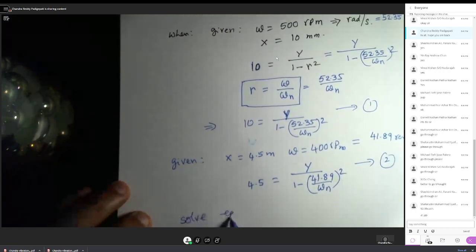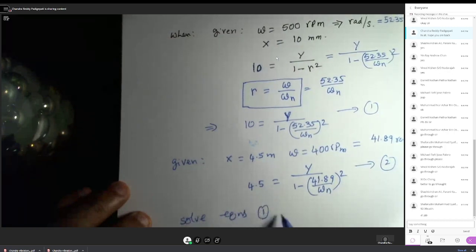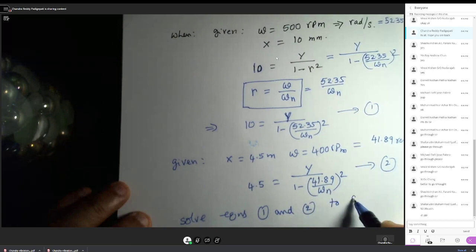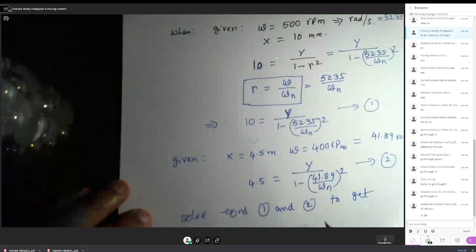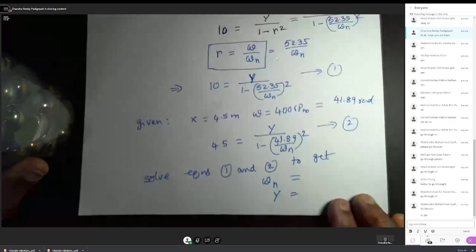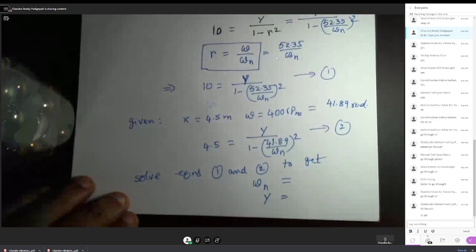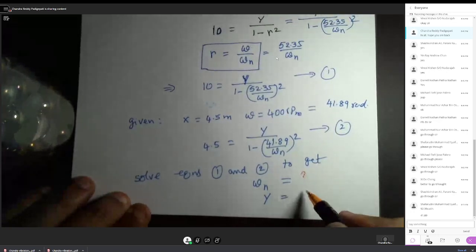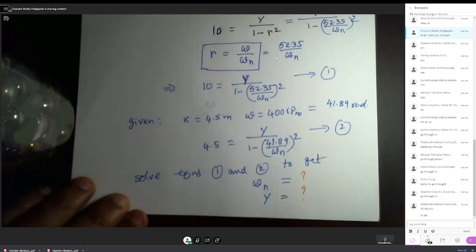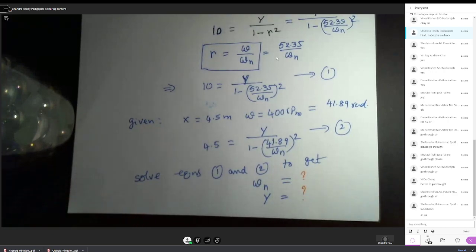So solve equations 1 and 2 to get both the natural frequency and the y amplitude. You can find out these two from those two equations. So guys, you would like to solve this and let me know your answer.